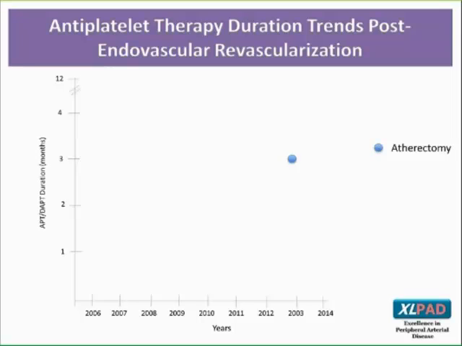In blue are a composite of atherectomy studies. As you can see, in general, 3 months has been the recommended duration of most studies. And this is not just the studies I've shown here, but every study that has been published. I've kind of taken a mean of those studies.